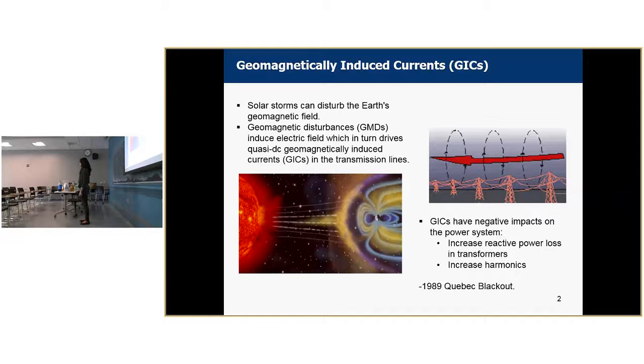GICs have negative impacts on the power system. For one thing, they increase the reactive power loss on transformers, and also they increase harmonics. In the worst case, they can even cause a blackout, like we had the 1989 Quebec blackout. Motivated by these negative impacts, we want to come up with some corrective control actions to minimize the impacts and protect the network from GMDs.